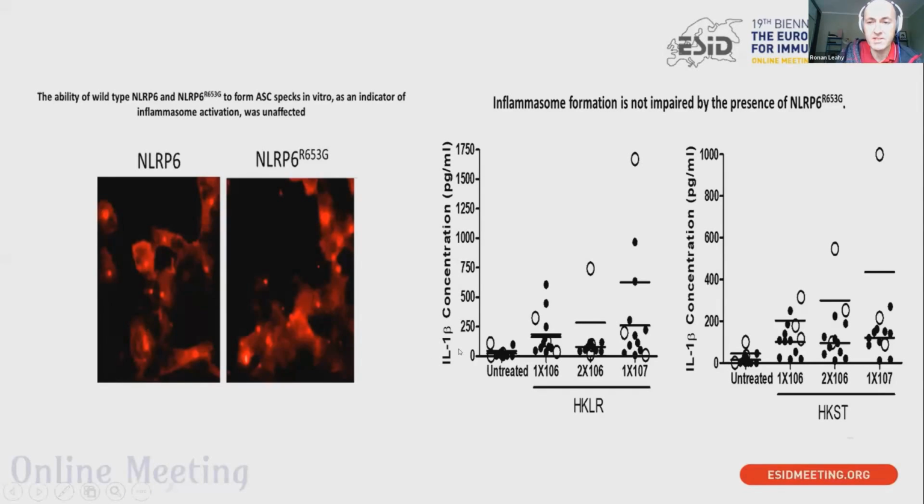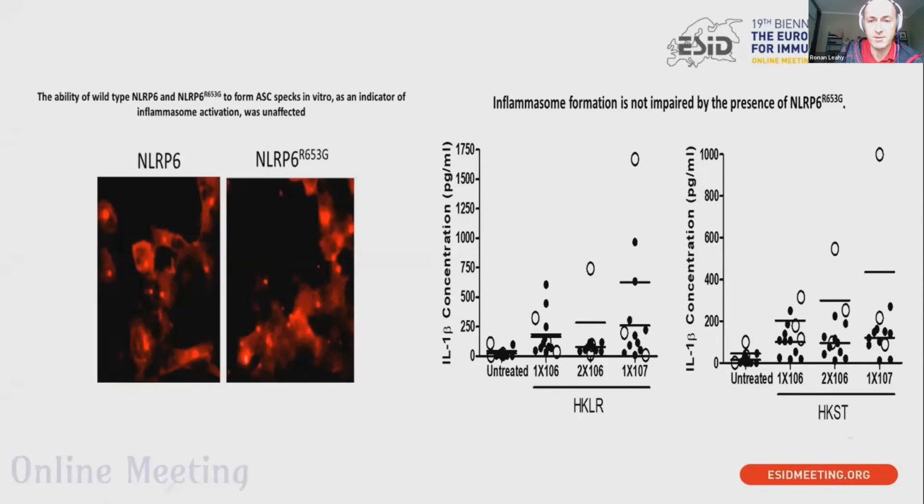We also collected peripheral blood mononuclear cells from the patient, and again from the 3 healthy controls, and we stimulated the cells with heat-killed gram-positive and gram-negative bacteria, and measured both interleukin-1 beta and interleukin-18 production over time as a measure of inflammasome activity. And again, comparing the NLRP6 mutant protein PBMCs versus the controls, we saw no difference. So again, suggesting that the mutated protein didn't in any way affect inflammasome production in the peripheral blood mononuclear cells.